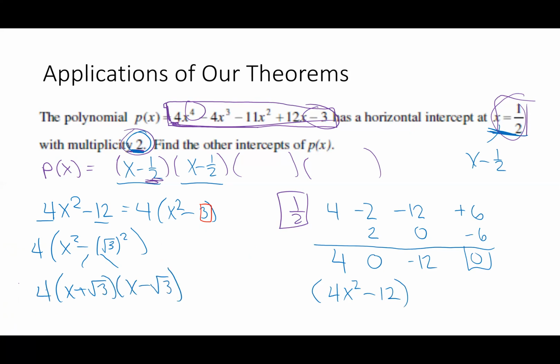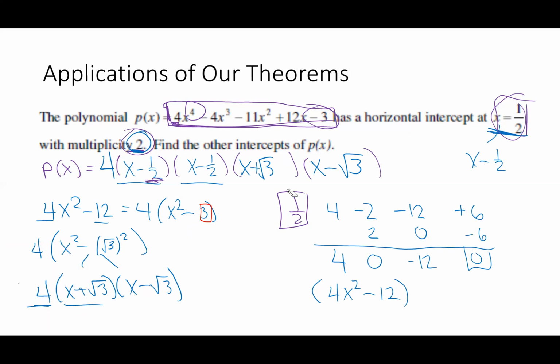Now, if you used the quadratic formula, that's fine. You'd end up with your roots at negative square root of 3 and square root of 3 respectively. If you didn't do that, that's fine. So now check it out. So I've got my 4. There's going to be a leading coefficient of 4 for whatever that's worth. And then I've got my x plus the square root of 3. And then x minus the square root of 3.